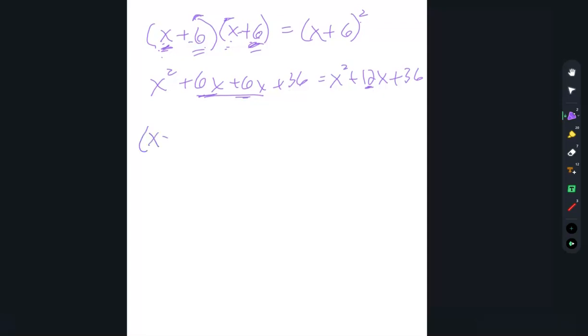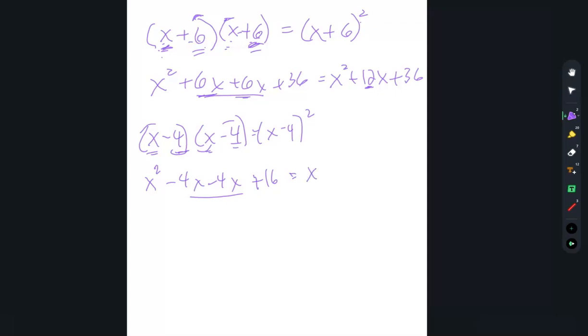So something different. x minus 4 times x minus 4. Again, I could rewrite that as x minus 4 squared. Either way, so let's multiply it out. I get x squared from the firsts. The outsides would be minus 4x. The insides would be negative 4x. And the last would give me a positive 16. So let's look at what I get when I combine those two terms. I get a negative 8x plus a 16.